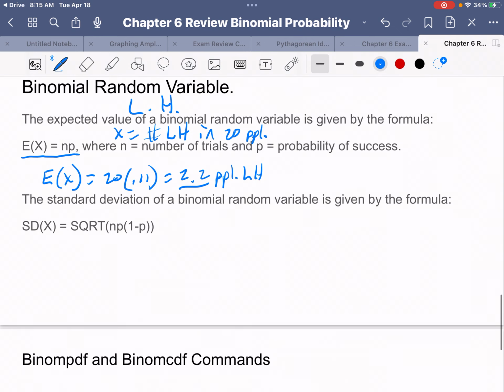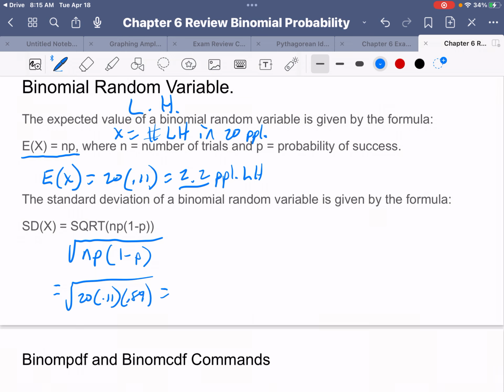Now, the standard deviation of a binomial random variable is the standard deviation of X equals the square root of n times p times (1 minus p). So for the left-hander problem, that would be 20 times 0.11 times 0.89. So let's see, 20 times 0.11 times 0.89, and the square root of that is 1.4-ish.